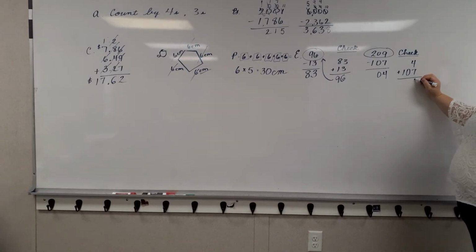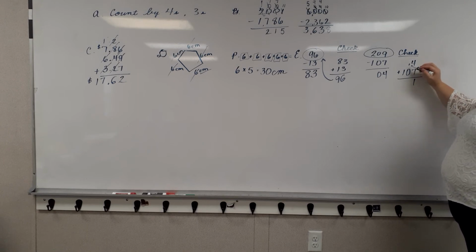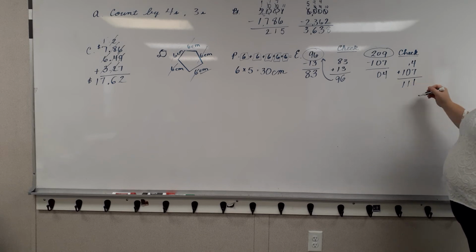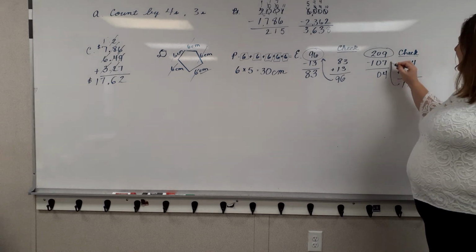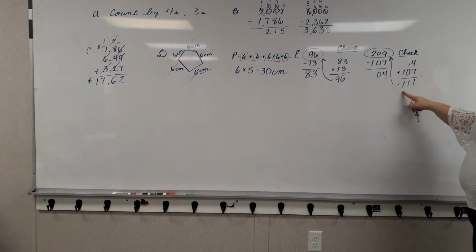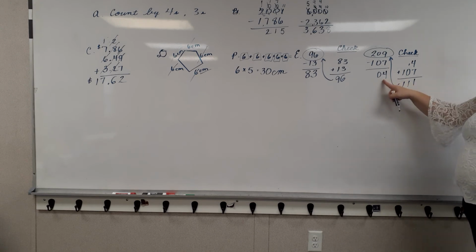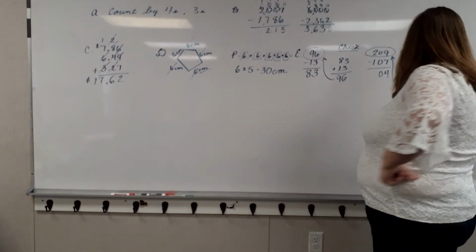4 plus 7 is 11. 1 plus 0 is 1, and 1 plus nothing is 1. So now I have to check, and does that equal 209? No. So I know my answer is incorrect. Let me try it again.